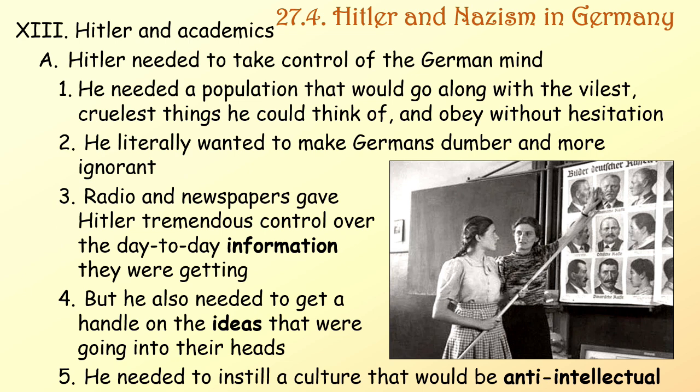Hitler and academics. Hitler needed to take control of the German mind. He needed a population that would go along with the vilest, cruelest things he could think of, and obey without hesitation. He literally wanted to make Germans dumber and more ignorant. Radio and newspapers gave Hitler tremendous control over the day-to-day information they were getting. But he also needed to get a handle on the ideas that were going into their heads. He needed to instill a culture that would be anti-intellectual.